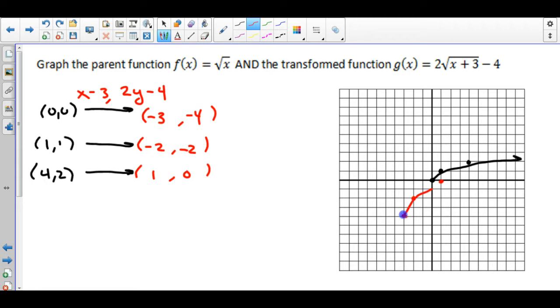So you can look at what this transformed function looks like compared to the parent function. It is translated to the left 3 units, and it's translated down 4 units, and it's also a lot wider. It's twice the size, really, because of the multiplier of 2.